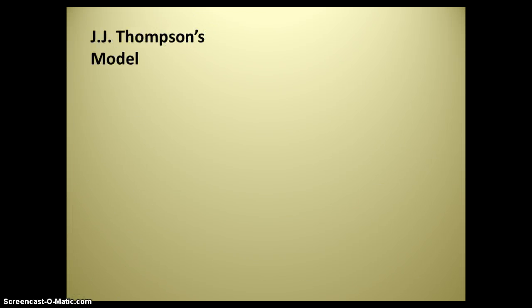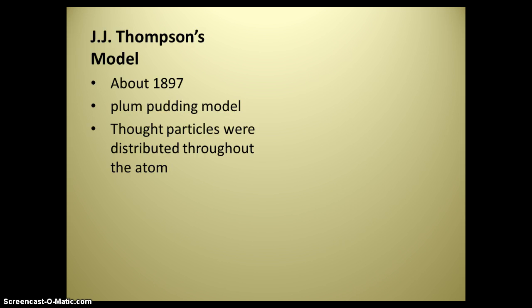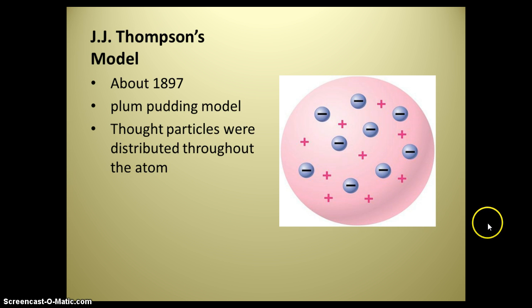Thomson came along and gave us his model. That was about 1897. They called his the plum pudding model. It was as though plums were stuck throughout pudding, just kind of hanging out there. Particles were distributed throughout the atom is what they thought. So you would have the positive and negative charges intermingling just randomly about the atom.